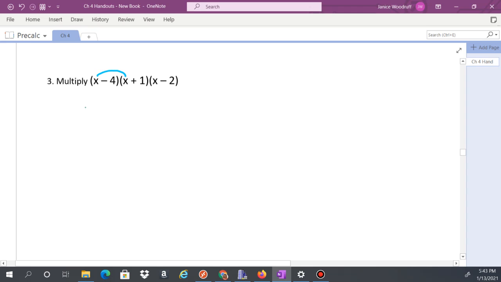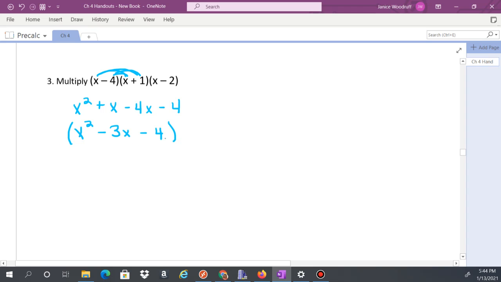So here we would go x times x and get x squared, x times 1 and get x, negative 4 times x, we're going to get a negative 4x, and negative 4 times negative 1, negative 4. This is going to give us, let's see, x squared minus 3x minus 4.